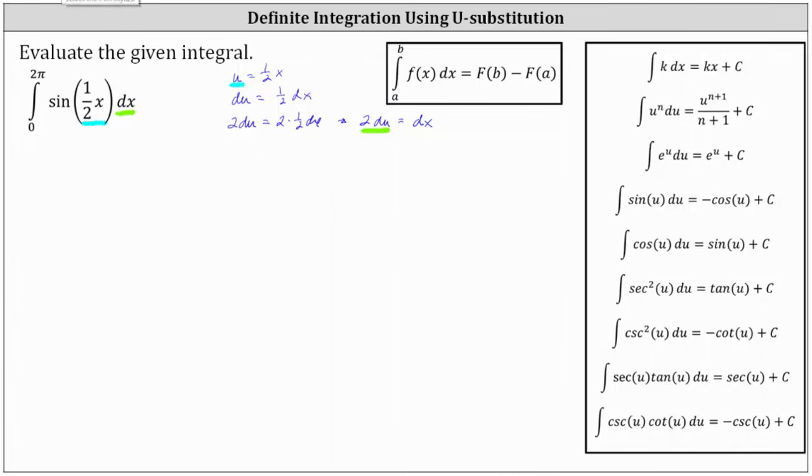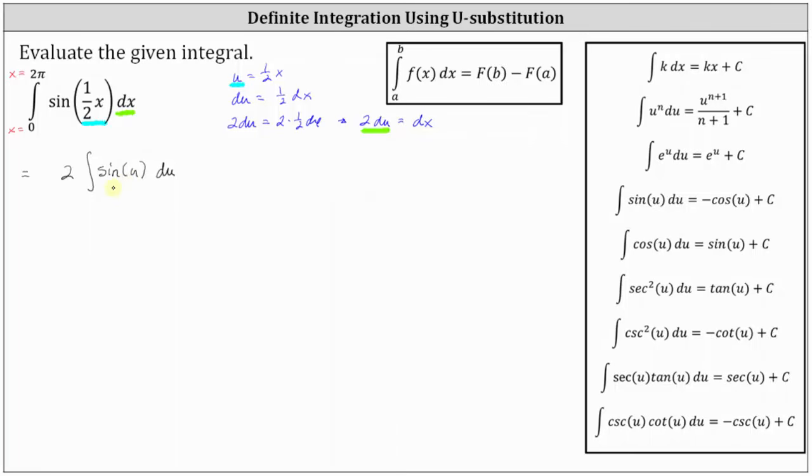And we need to remember right now the limits of integration are for x, not u. This is x equals 0, and this is x equals 2 pi. So now let's write this in terms of u. dx is equal to 2 du. We'll factor out the 2. And sine 1/2 x is now sine u.